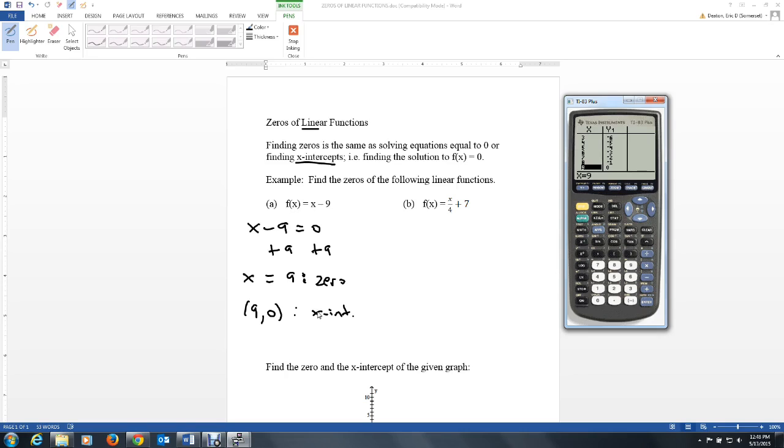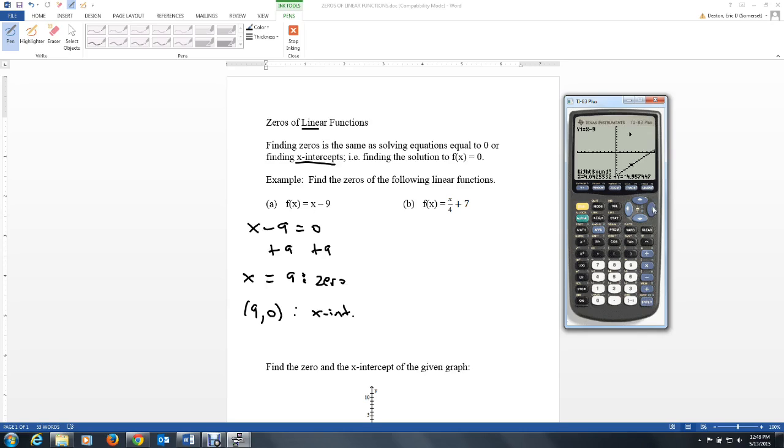Another thing we can do is go to second trace, which is the calculate button, and you actually see a zero feature. So click on 2. Left bound: what that means is I'm looking at where it's crossing the x-axis and I let it be any point to the left of it. I might want to move it just to make it a little easier to identify where we're at. As long as I'm to the left of it, I can hit enter.